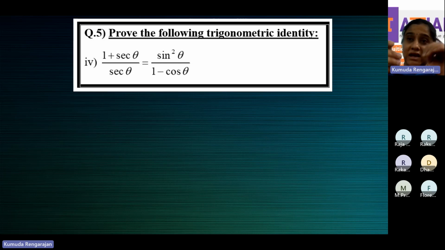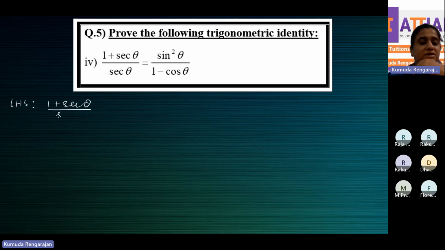Sometimes you may have to take the LHS, work it, you'll get some answer. Take the RHS, work it, get the same answer. So that depends. Only when you start working, you can make out what's going to happen. Okay. So we'll start with the LHS. 1 plus secant theta divided by secant theta.